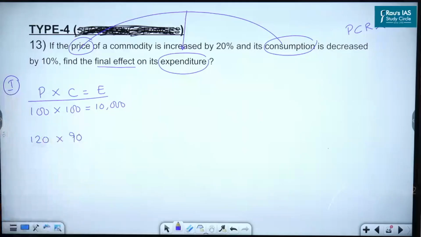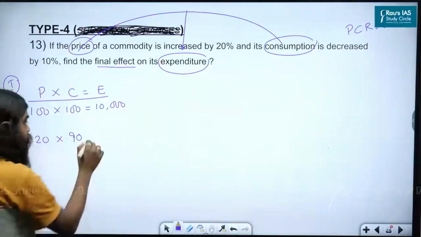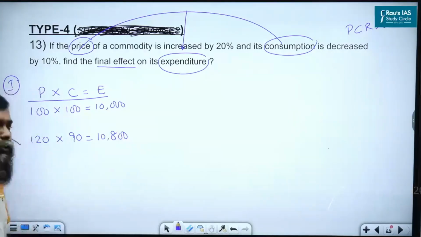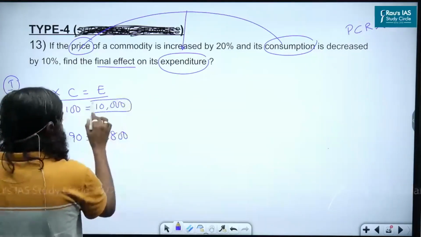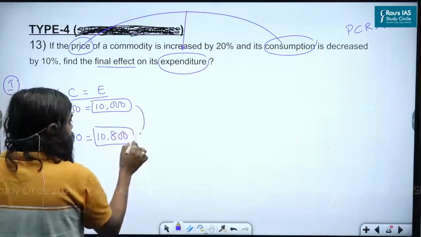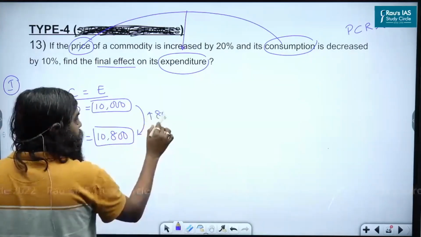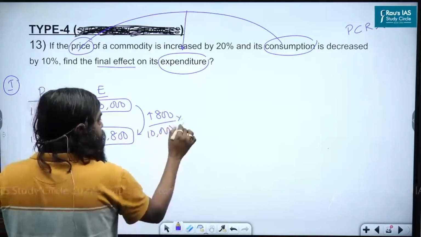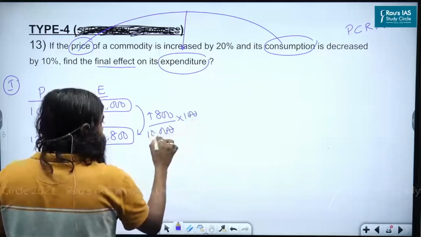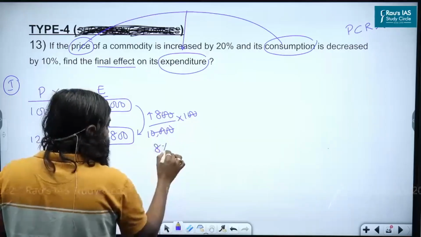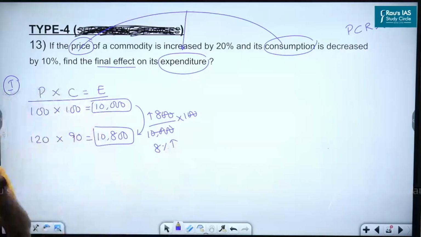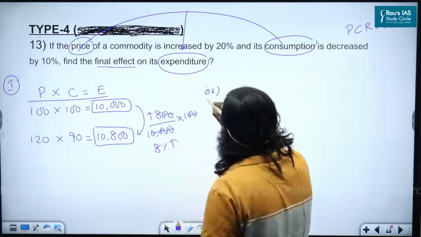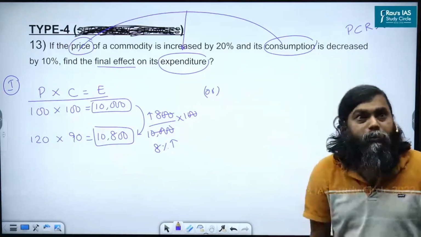Are you understood this? What I am writing? Multiply this, my expenditure becomes 10,800. Compared to original expenditure, new expenditure is increasing. How much increasing? 800. From where? Original, that is 10,000. Percentage means multiply by 100. So cancelled, that means 8% increase in my expenditure. Are you getting this? I'm not writing the second now, later on I will write the second. Listen carefully now.